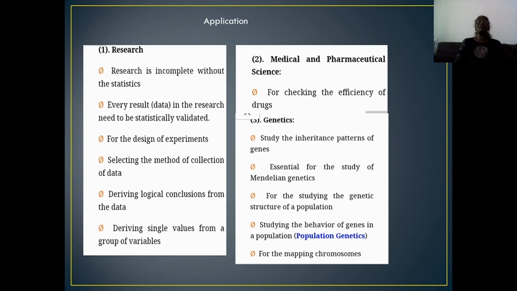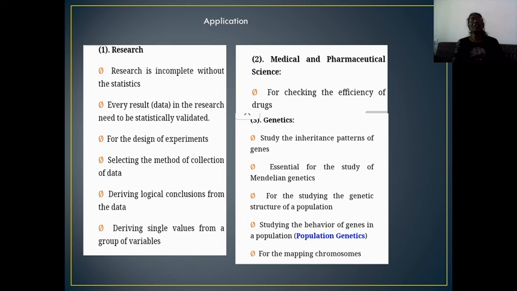Besides this, the second branch in which biostatistics is applicable is medical and pharmaceutical science. For checking the efficiency of a drug, biostatistics plays an important role. The third branch is genetics. All of you know that we study genetics, Mendel's law, then the Hardy-Weinberg law, that is population genetics.